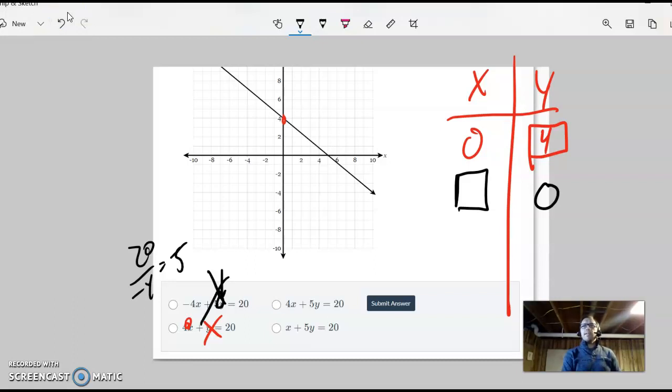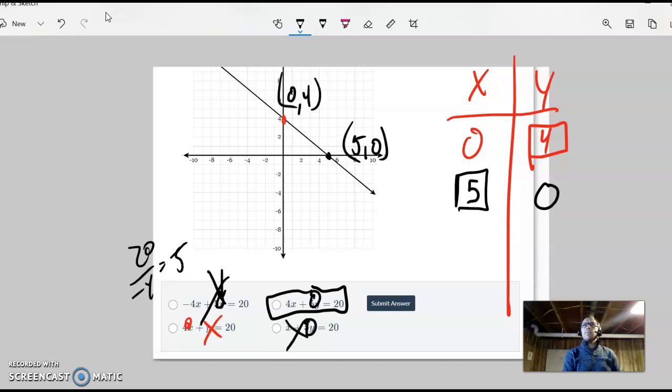If I plugged in 0 here, it would say x is 20, so that doesn't work. And by process of elimination, we know that it is this point, 4x plus 5y equals 20. When we plug 0 in for y, we get 4 times what is 20? 5. And so we have these 2 points, 5, 0 and 0, 4.